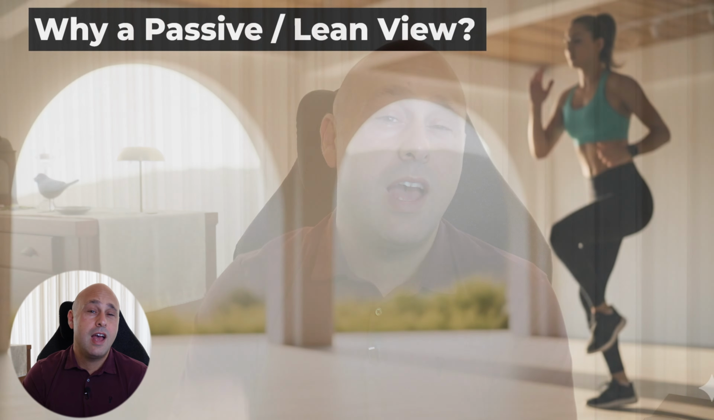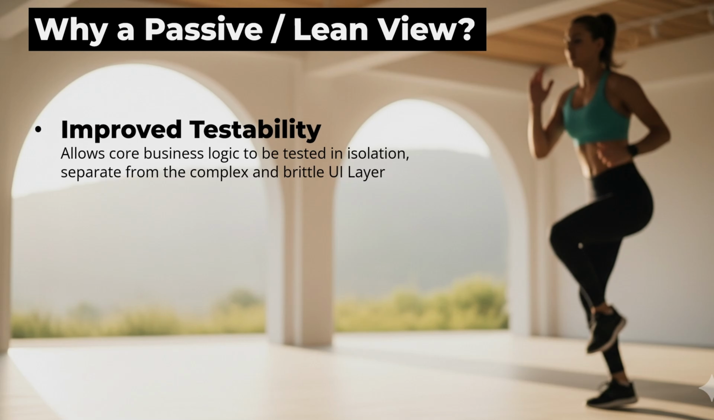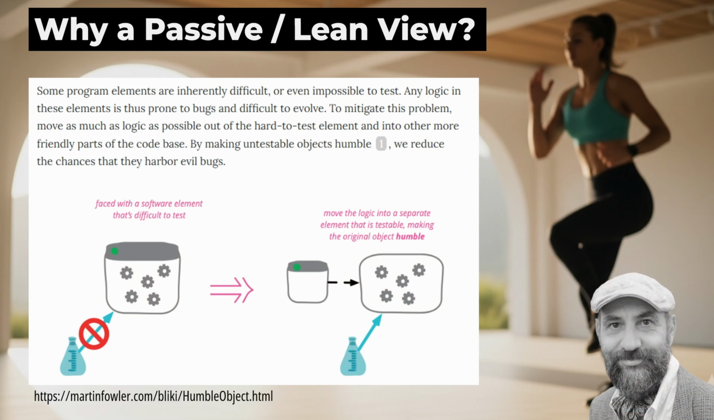But why was everyone so keen on making the view a dumb or passive layer? The main reason was one: testability. Testing the UI has always been a nightmare. I want to quote Fowler again, this time from his blog post Humble Object, where he says that some elements are difficult or even impossible to test, thus they are prone to bugs. To mitigate this problem, move as much logic as possible out of the hard-to-test element.